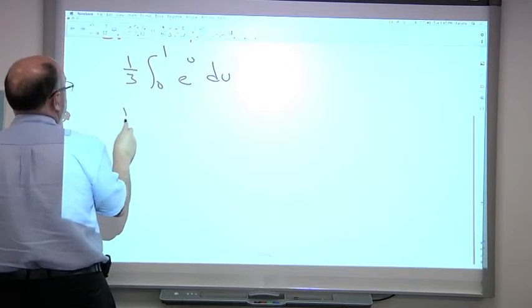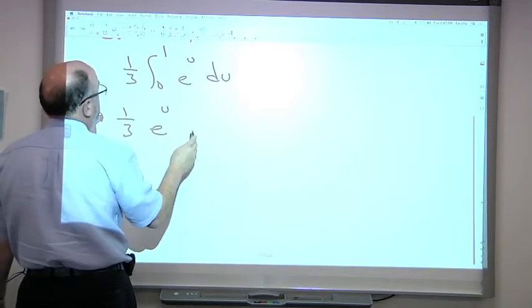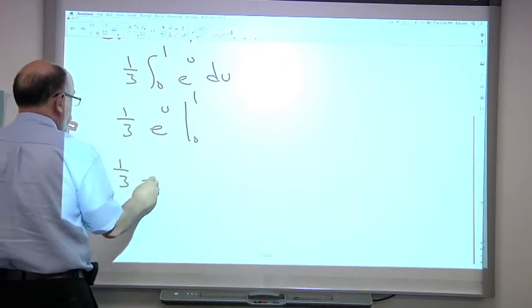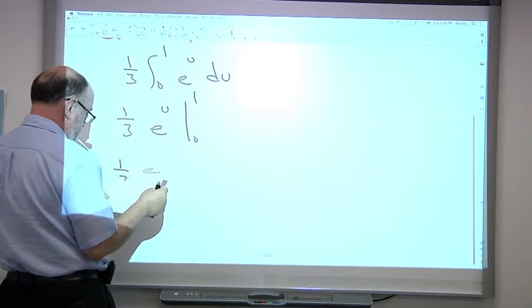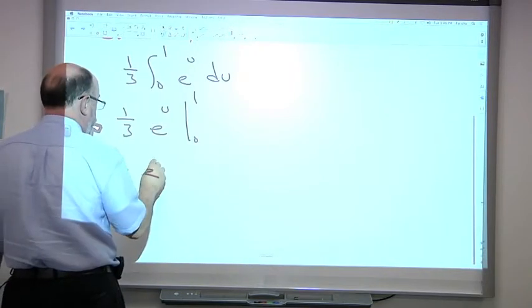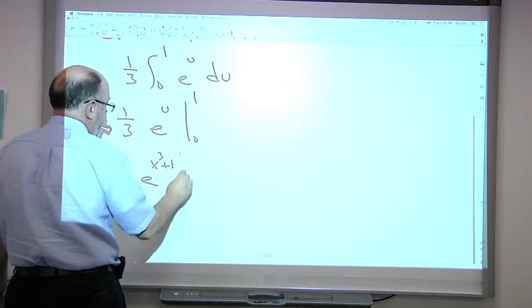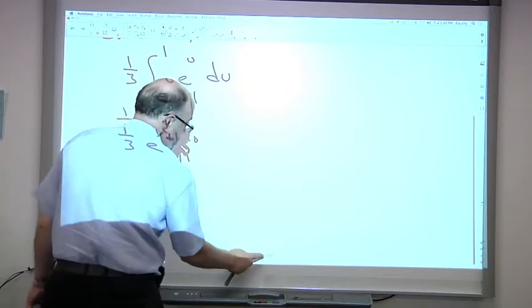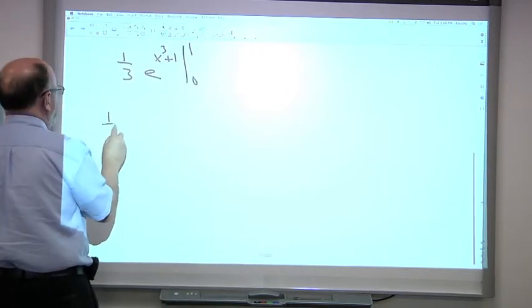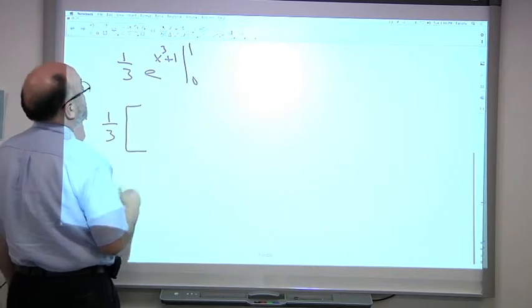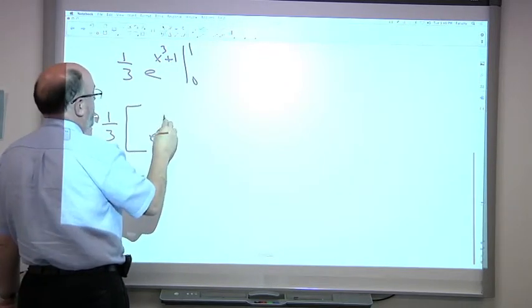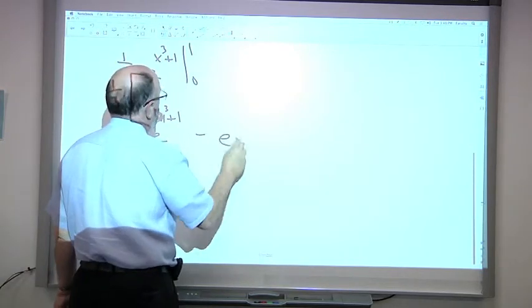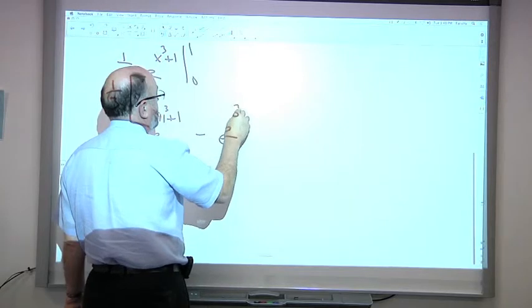And so this is going to be 1/3 e to the u, evaluated from 0 to 1. So this will be 1/3 e to the x cubed plus 1, evaluated from 0 to 1. The next step then is to plug in the numbers, and so we end up with 1/3 times e to the 1 cubed plus 1 minus e to the 0 cubed.